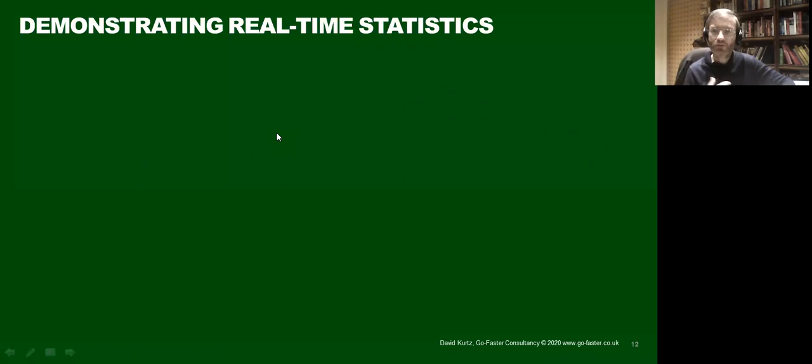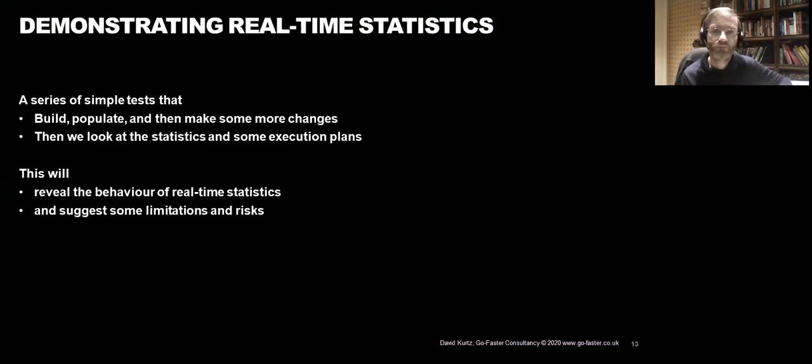So what I'm going to do over the next few slides is show you a few very simple test examples with real-time stats, to show you what effect it has on the calculations done by the optimizer. Because if the optimizer gets the calculations wrong in an early part of a plan, of course, that could flow into making a different decision later on in a more complex plan. But I'm going to look at some very simple single table examples.